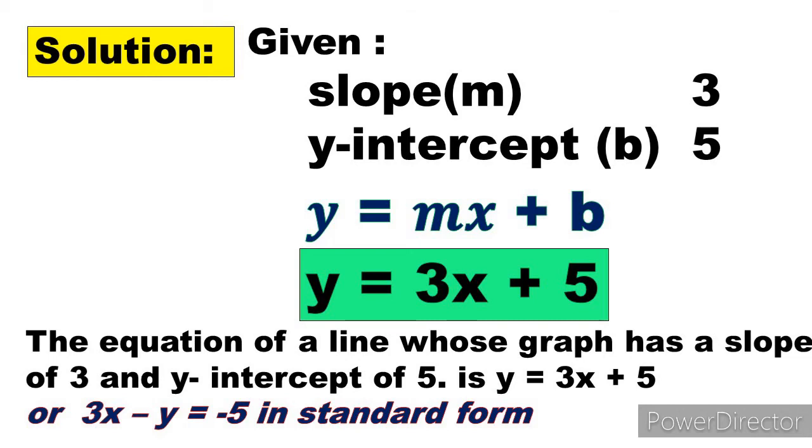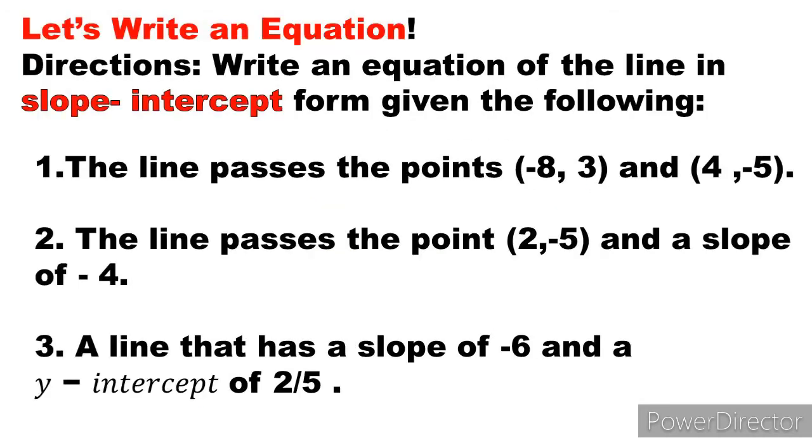Okay, therefore, the equation of a line whose graph has a slope of 3 and y-intercept of 5 is y equals 3x plus 5 in slope-intercept form. In standard form, we have 3x minus y equals negative 5. And that is how to find the equation of the line given the slope and y-intercept. And now, let's have another example.